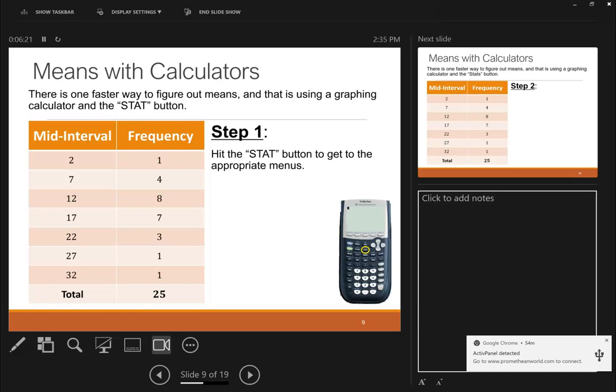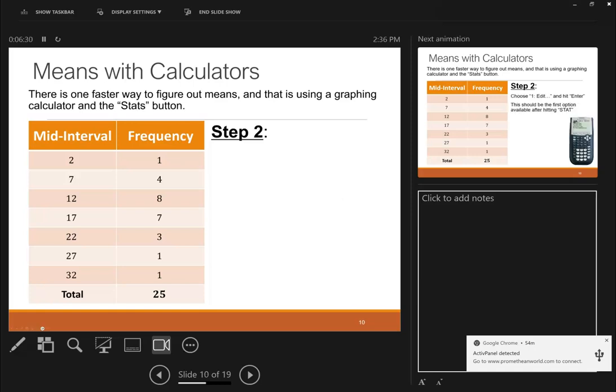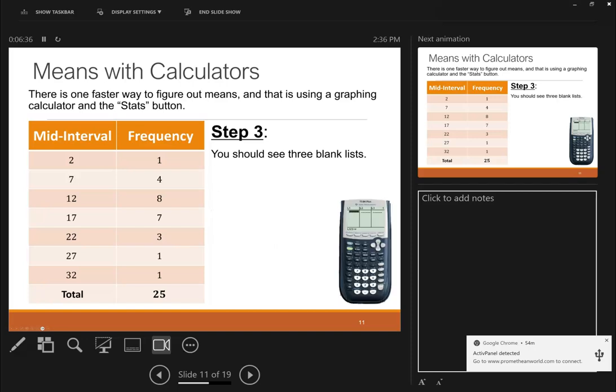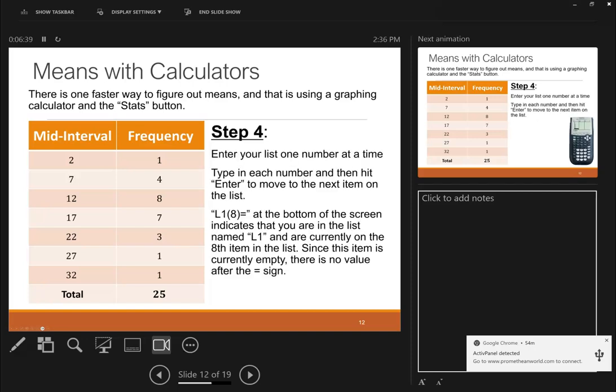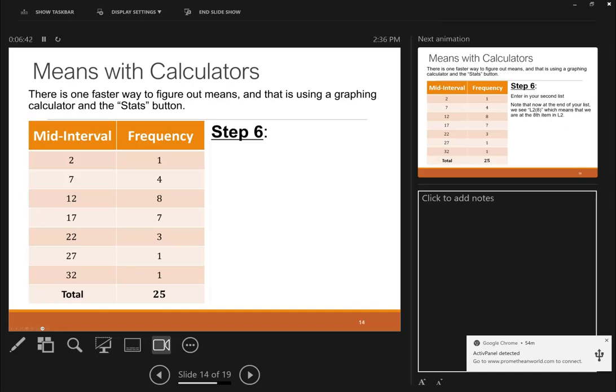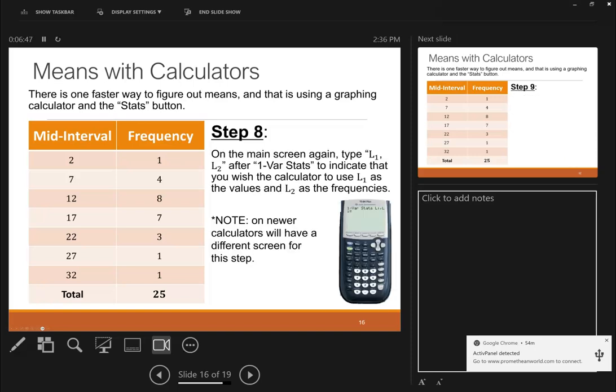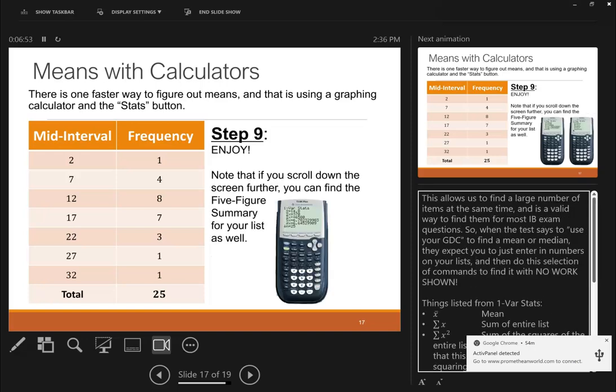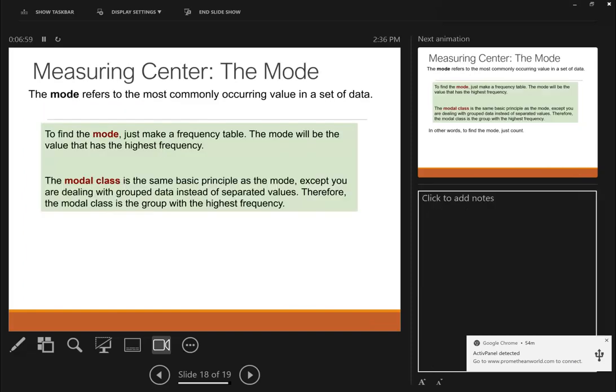So notice if you're not into watching the videos, you can take a look at this slideshow, and it'll show you the button sequencing that you can do. So stat, edit, type the stuff in, type in your frequencies, and it talks you through exactly what we did earlier. One bar stats, L1, L2, and there's your output. That's it. Everybody's okay? Yes.